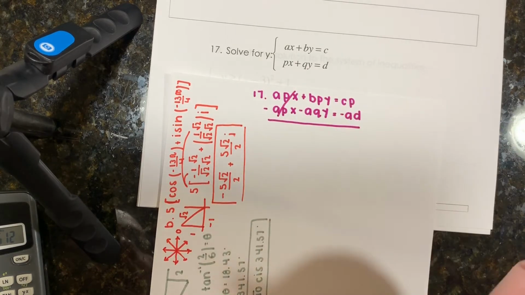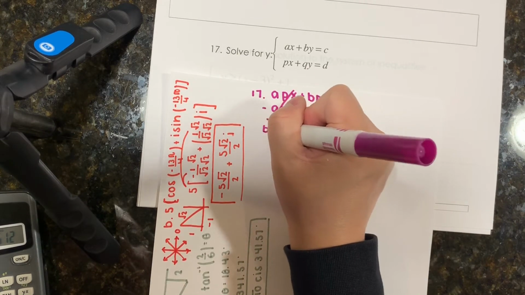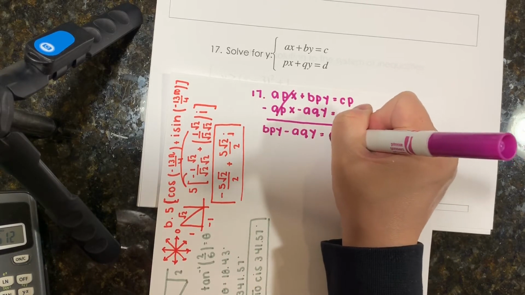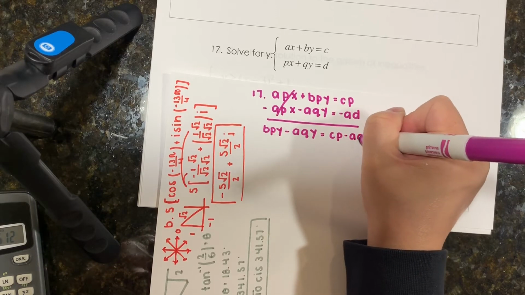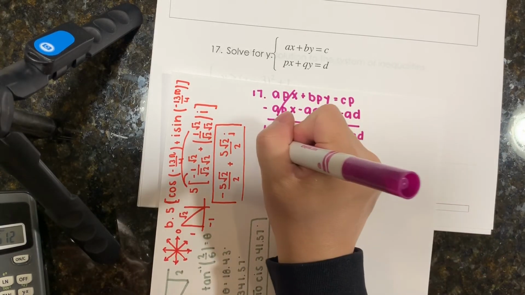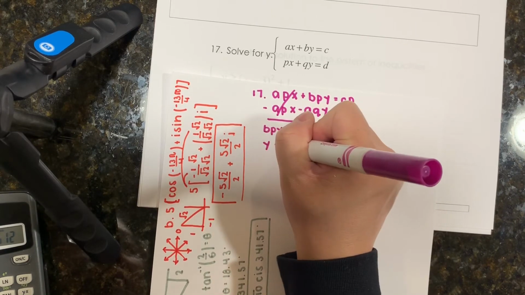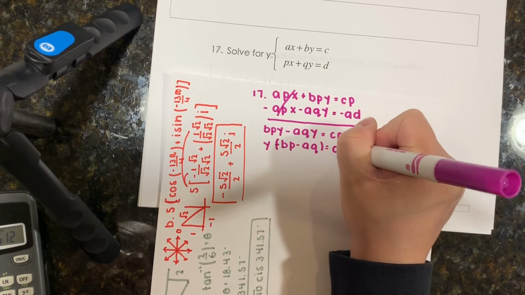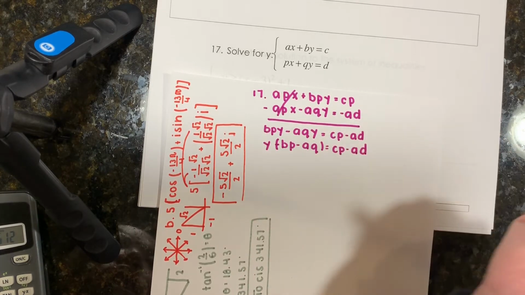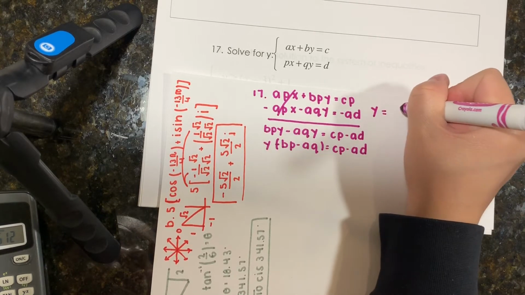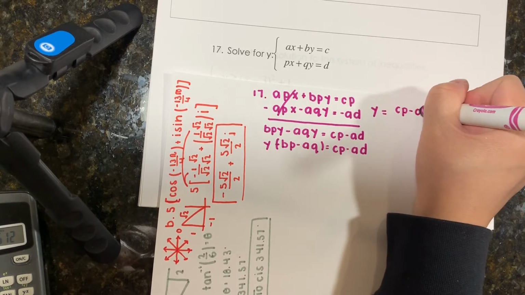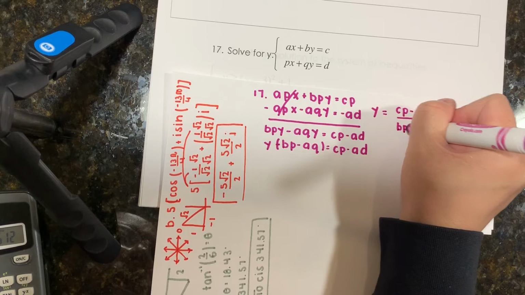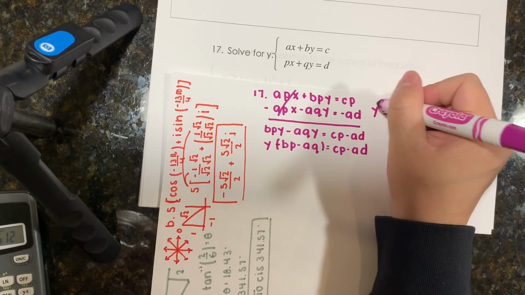So your x's are going to cancel, and then you're going to have b p y minus a q y equals c p minus a d. Then factor out the y, and in parentheses you would get bp minus aq. Right side stays the same. And then to get y by itself, you just have to divide. So y is going to be equal to the right side, which is cp minus ad, over the parentheses, which is bp minus aq.